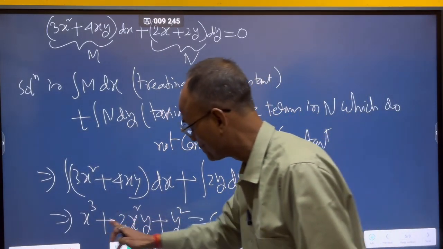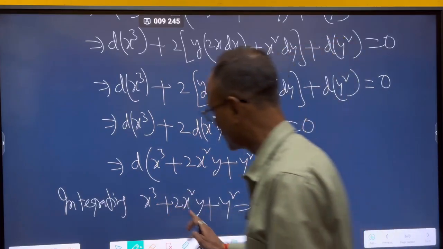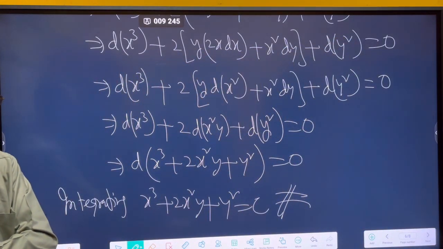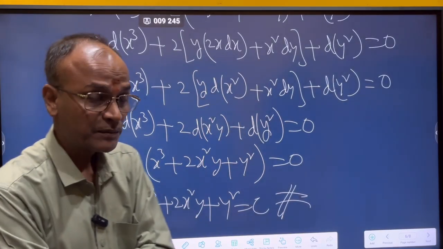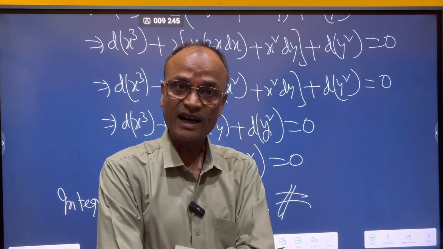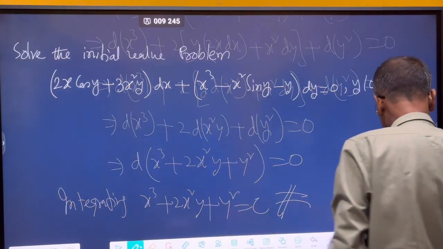Now see, x cube plus twice x square y plus y square equal to c. Here also x cube plus twice x square y plus y square equal to c. We have solved these two problems in 3 different ways. All the problems have been done in 3 different ways. Now let us try to solve this problem.